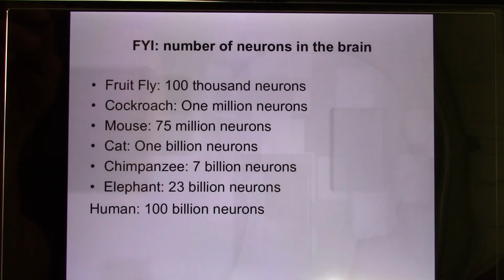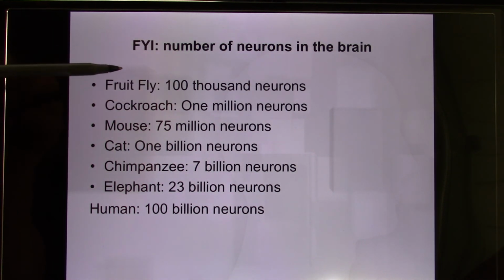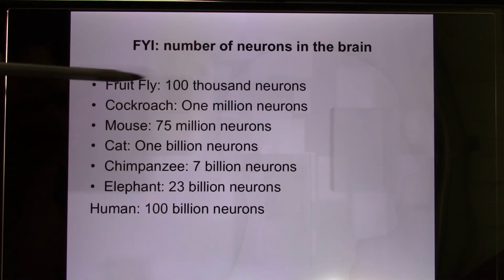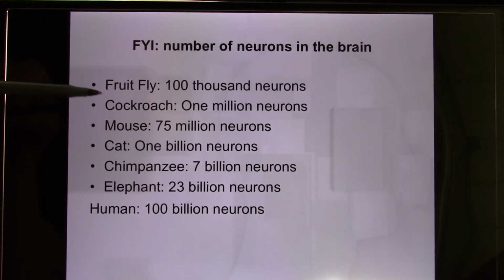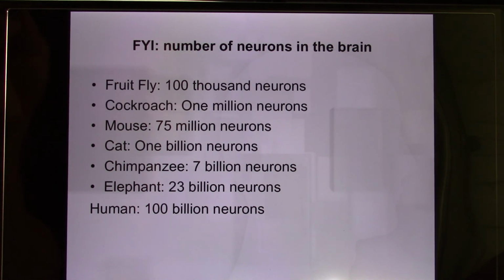And other animals have fewer. Like the fruit fly, they have 100,000. Well, that's enough for them to find food and reproduce, but not so many as to create consciousness. Cockroach, well, 1 million. It's difficult to kill a cockroach because they have neurons. They know they can protect themselves.